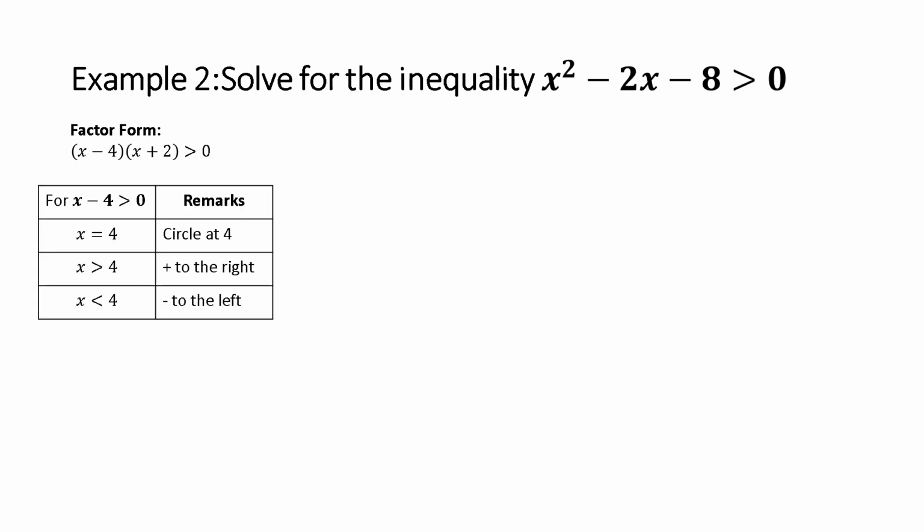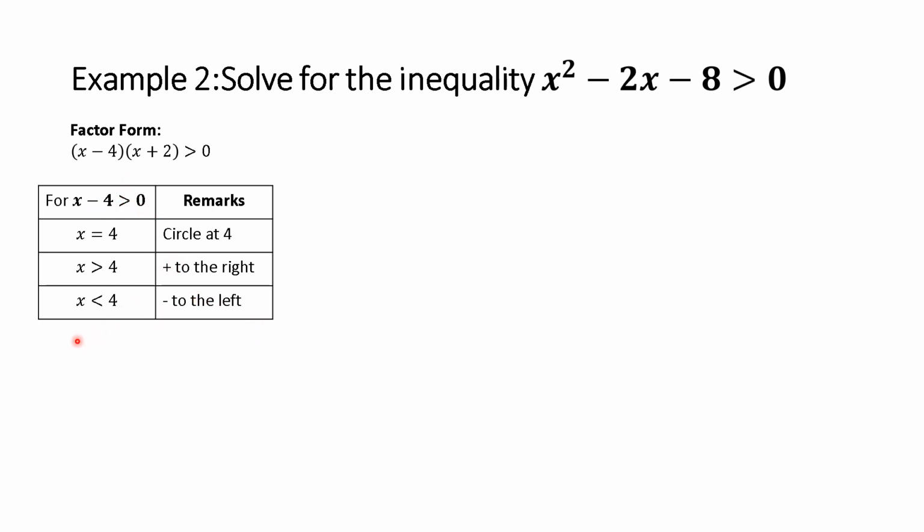So you get now x minus 4 is greater than 0. When you solve that, x is equal to 4, so that would be at the circle. And then when x is greater than 4, it's going to the right. How do you test that? You get the next integer to 4, that is 5. So 5 minus 4, that is greater than 0 because 1 is greater than 0.